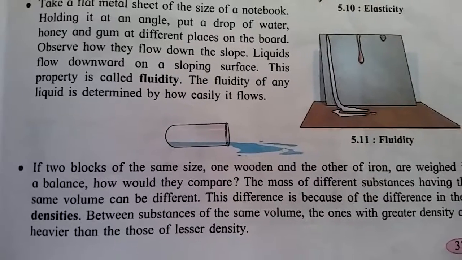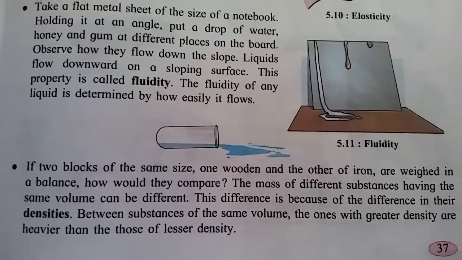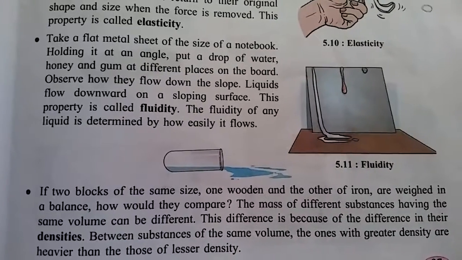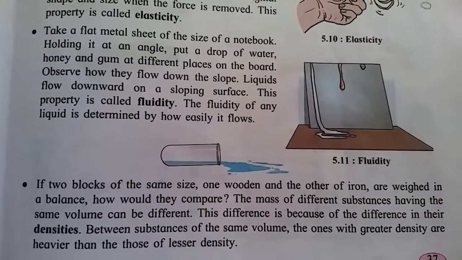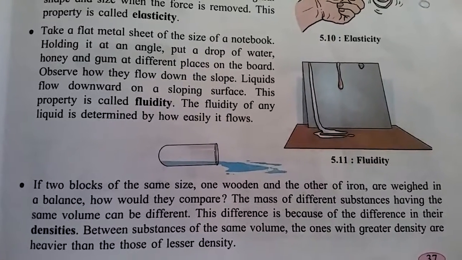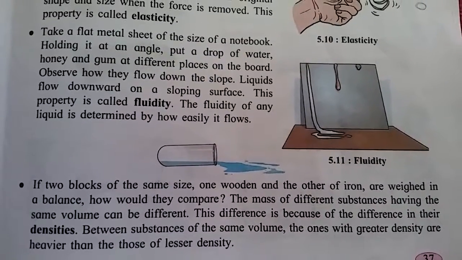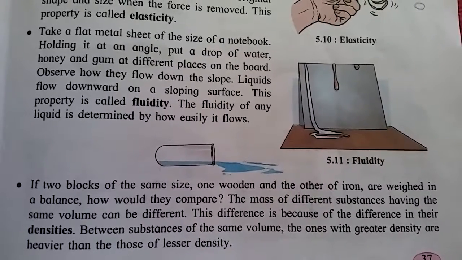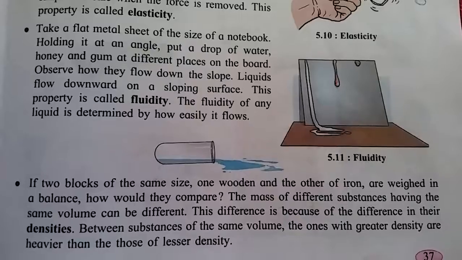If two blocks of the same size, one wooden and the other of iron, are weighed in a balance, how would they compare? The masses of different substances having the same volume can be different. This difference is because of the difference in their densities.